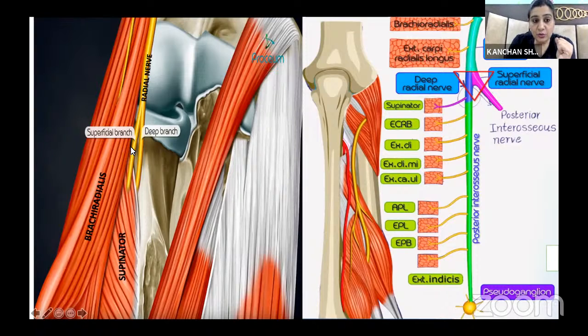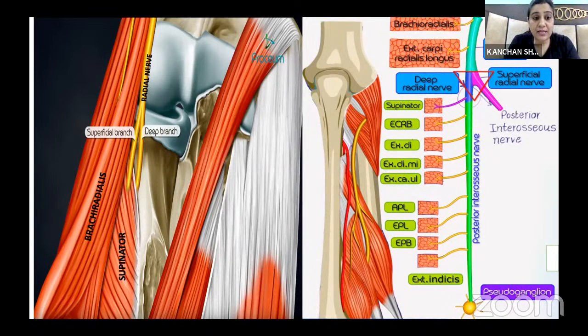It divides into superficial and the deep branch. Now, this superficial branch is purely sensory. Okay, and this deep branch is purely a motor branch. Fine. This sensory branch, the superficial branch, passes below the brachioradialis.